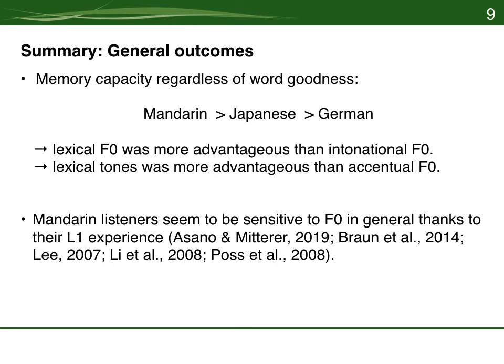To summarize, our study investigated whether the L1-dependent memory capacity to store F0 contrast can be equally transferred to F0 contrast of the stimuli differing in the word goodness. Mandarin listeners generally showed larger memory capacity in storing F0 contrast regardless of the word goodness than Japanese. The least memory capacity was shown by German listeners.